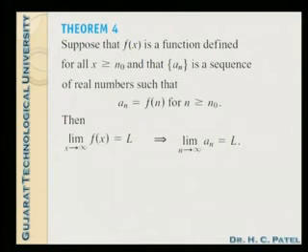The next theorem is: suppose that f(x) is a function defined for all x greater than or equal to n0, and that an is a sequence of real numbers such that an is equal to f(n) for all n greater than or equal to n0. Then if the limit of that function as x tends to infinity equals L, the limit of that sequence is also the same.